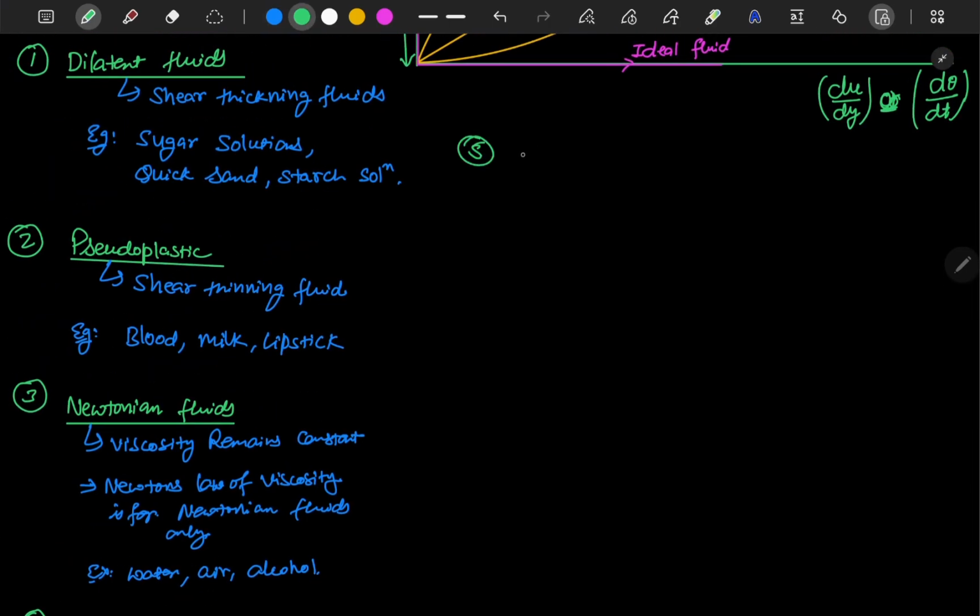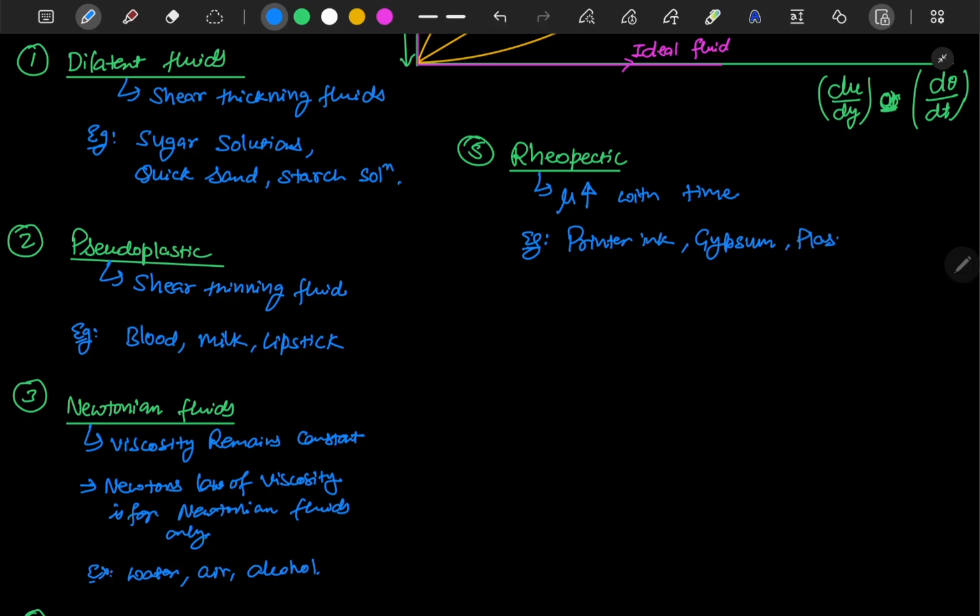Now if we talk about your next one, fifth, that is your rheopectic. For rheopectic, your mu viscosity increases with time. Examples for rheopectic are printer ink, gypsum, plaster, etc.